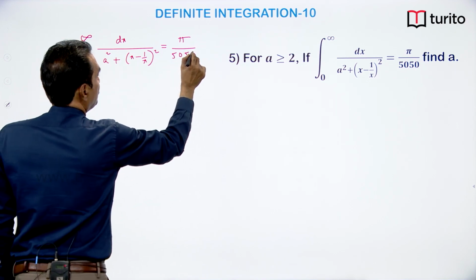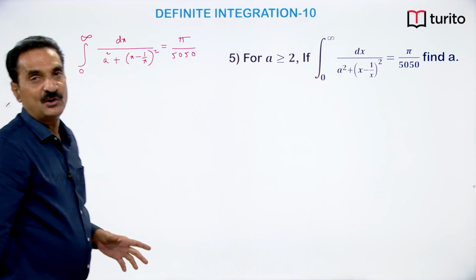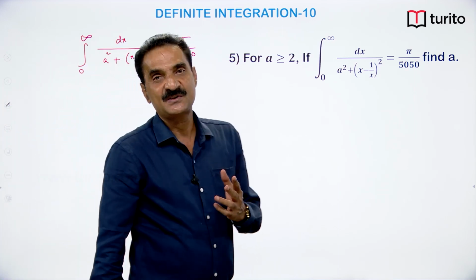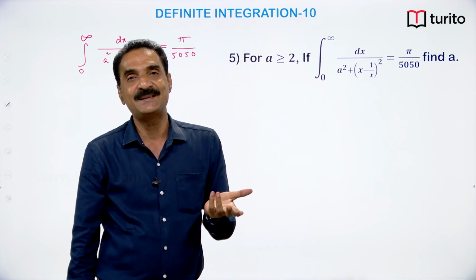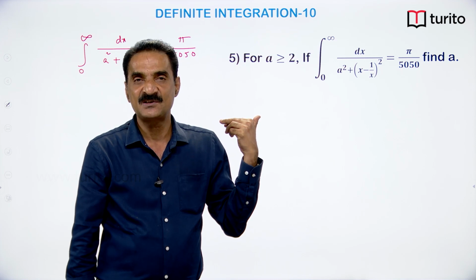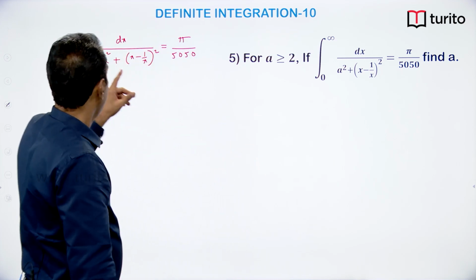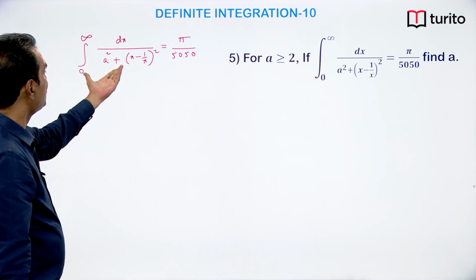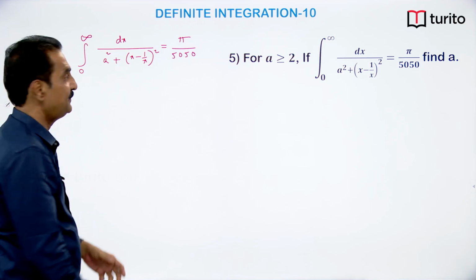This is given, we have to find a. When the limits are 0 and infinity, just now we discussed, either we have to put x is equal to 1 by t or x is equal to tan theta, and we have seen the one substitution x is equal to tan theta in the previous questions. Now, in this question, putting x is equal to tan theta is of no use. So, we will try the substitution x is equal to 1 by t.